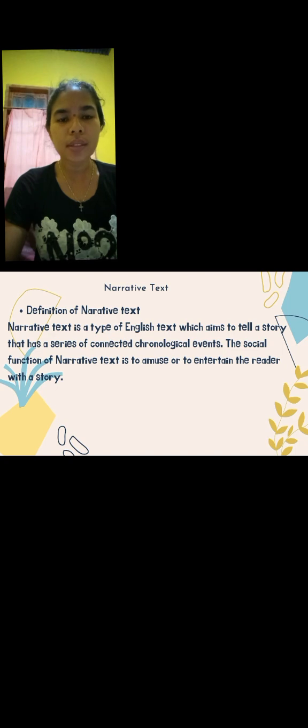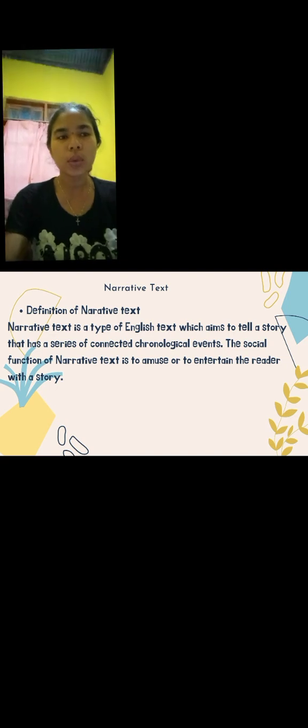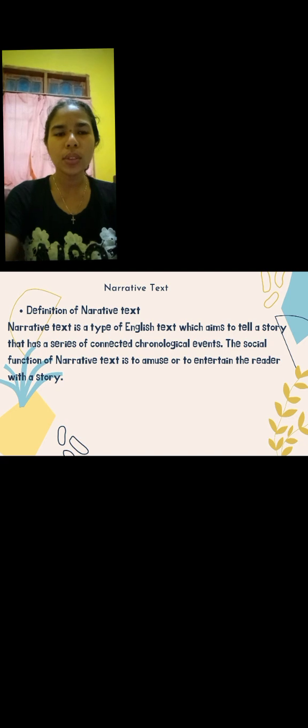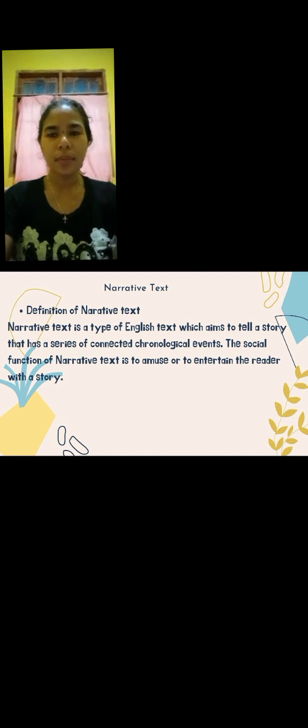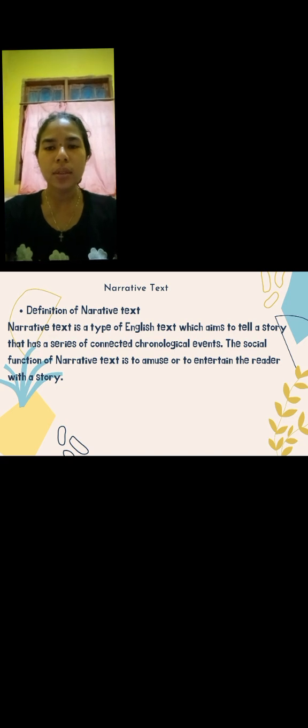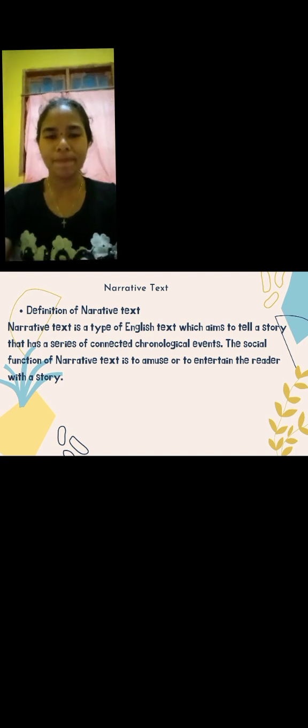Narrative text is a type of English text which aims to tell a story that has a series of connected chronological events.